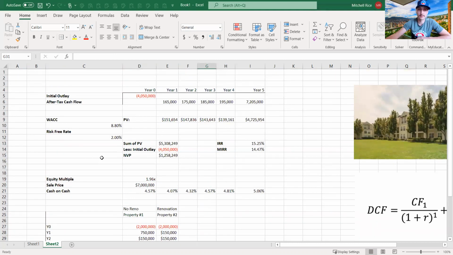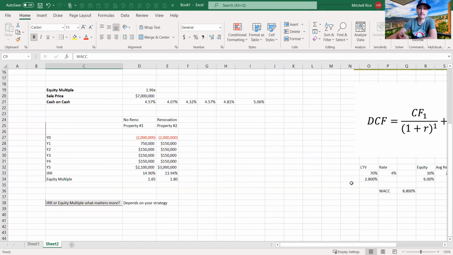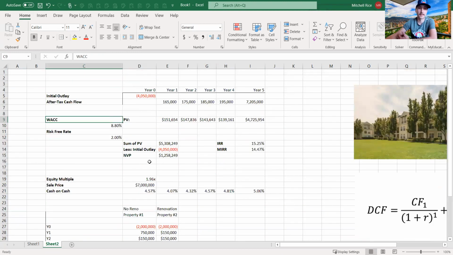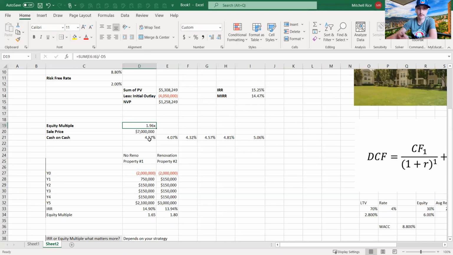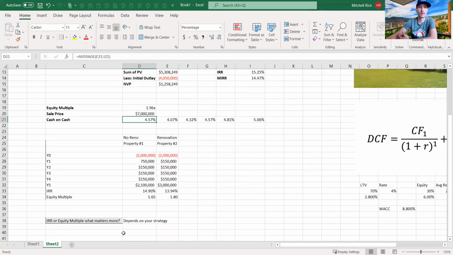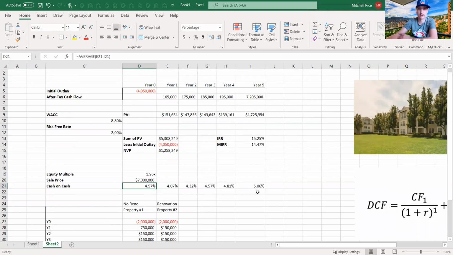But hopefully this helps. Just to recap, we've gone over how IRR is connected with the NPV and the discount rate, potentially how people decide on discount rates, at least the WACC methodology. We've talked about equity multiple, cash on cash return. We've talked about what matters more, IRR or equity multiple, and when they matter.